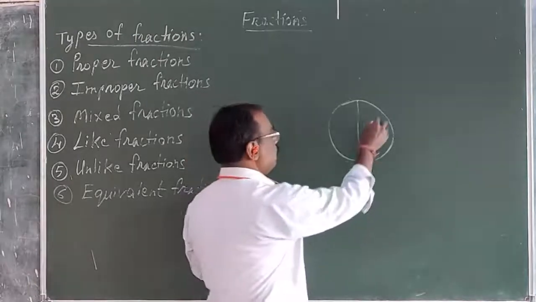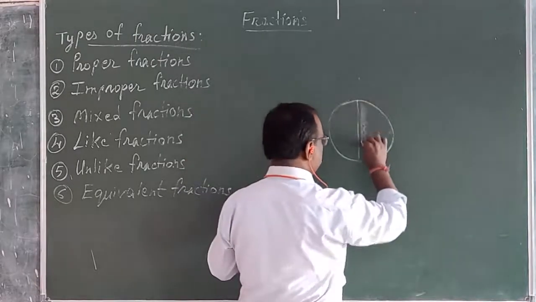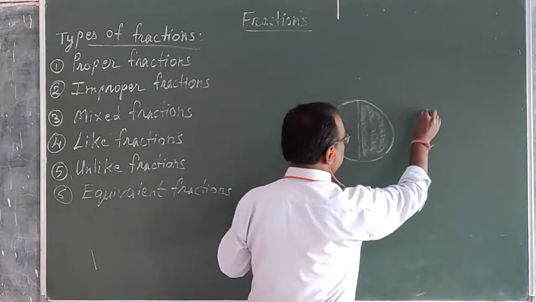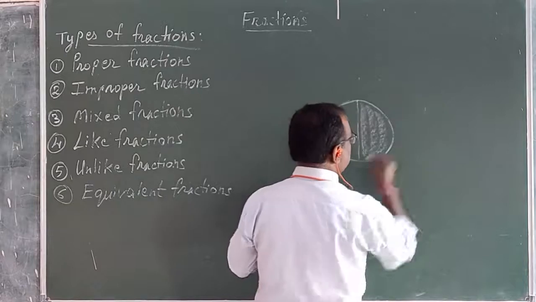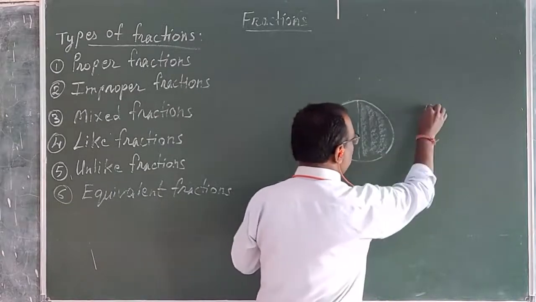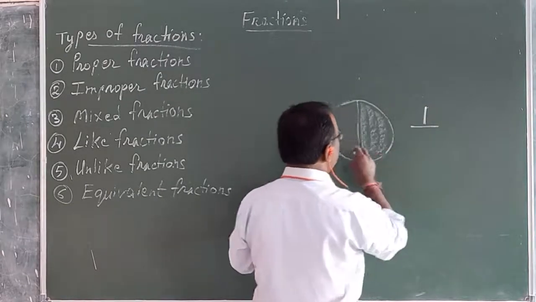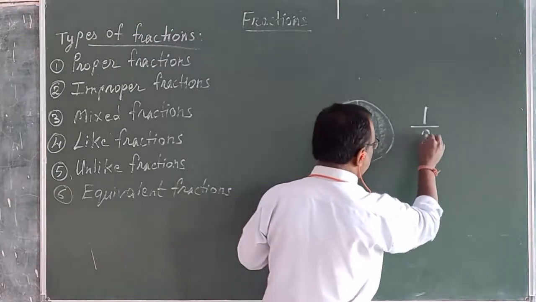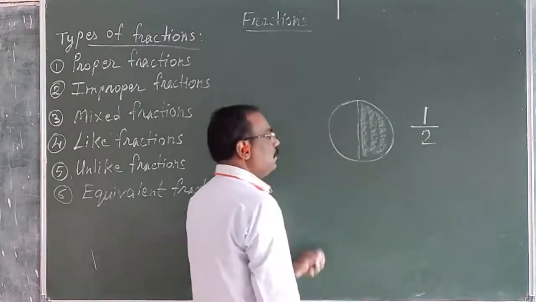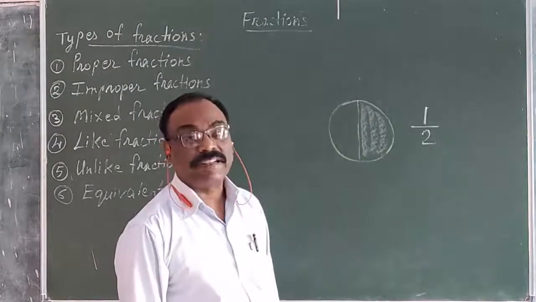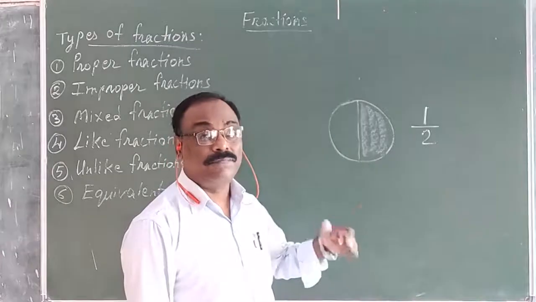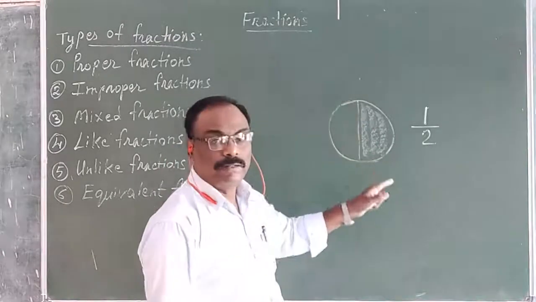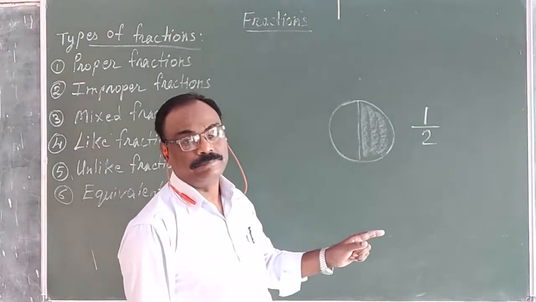When I talk about this part, suppose I take this one. So out of two, I have taken one. What I have taken, I write on the top. That is 1. The total is 1 plus 1, 2, so I write 2 at the bottom. So this is what I have written: 1 by 2 is a fraction, a part of a whole. This half is a part of a full, complete chapati.